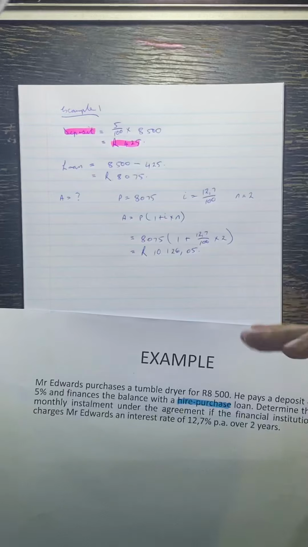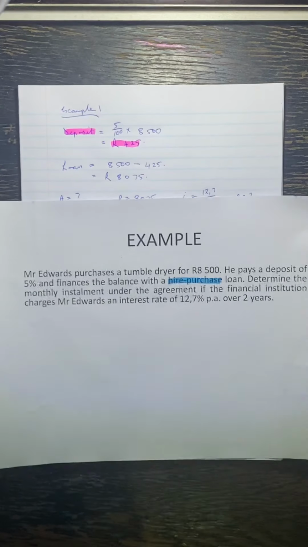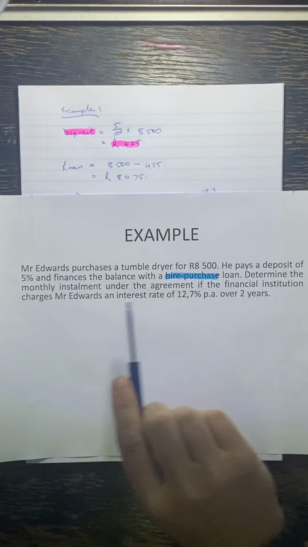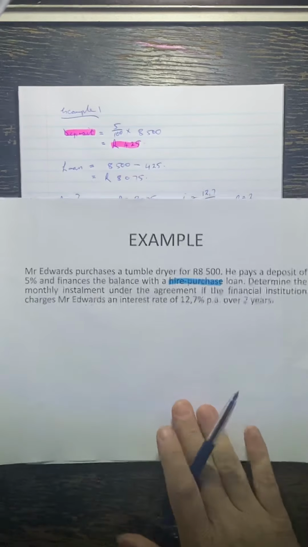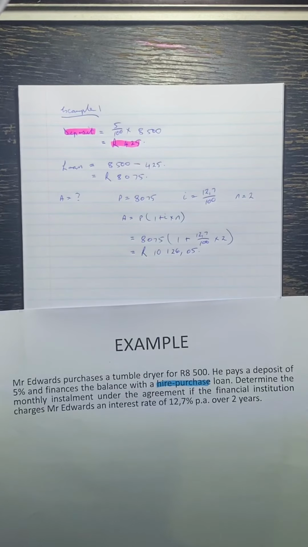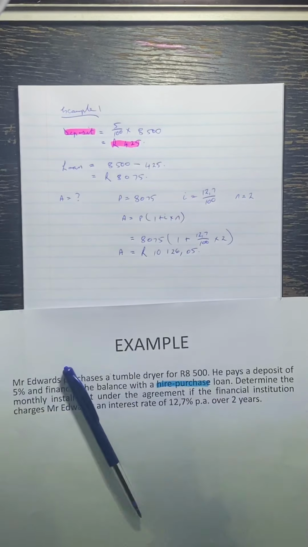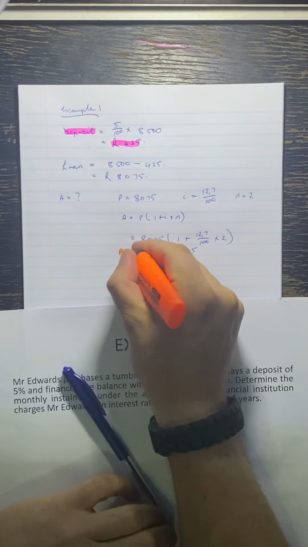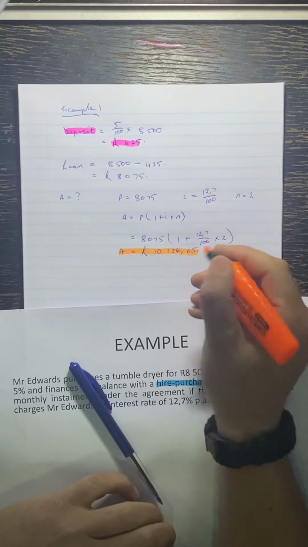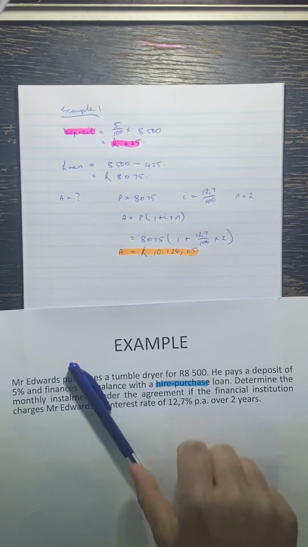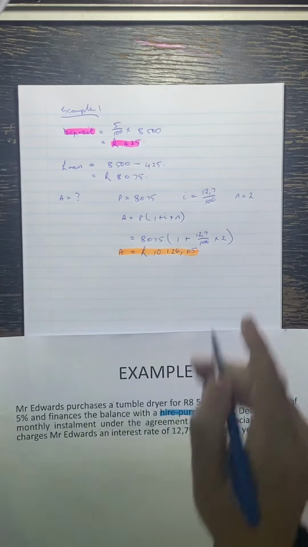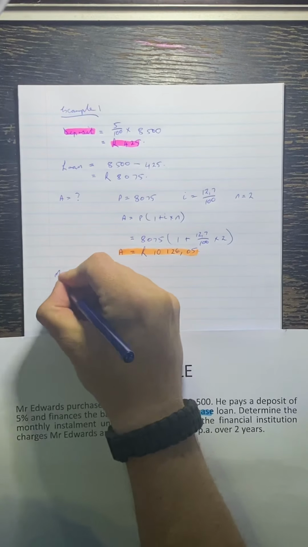Okay, but we haven't answered the question. The question is, determine the monthly installment. What we've got here is the total amount of the loan. This is the total amount of the loan, but he still needs to pay this off, and it's over 2 years. So what we're going to do now is the monthly installments.